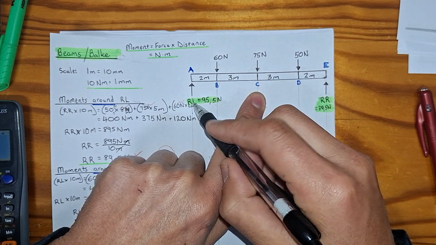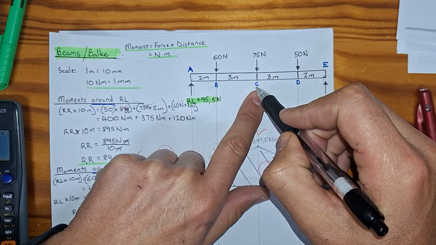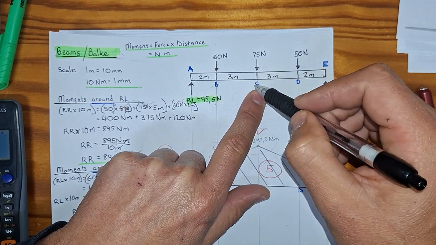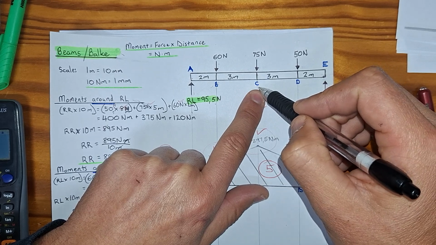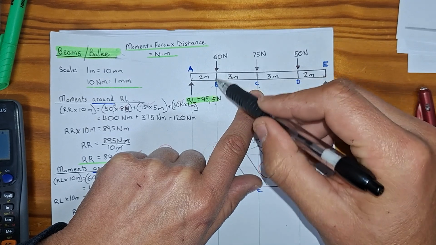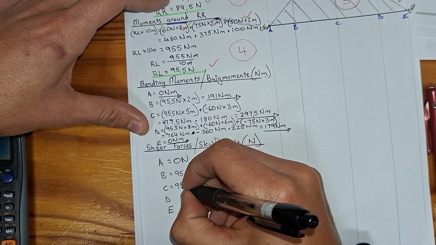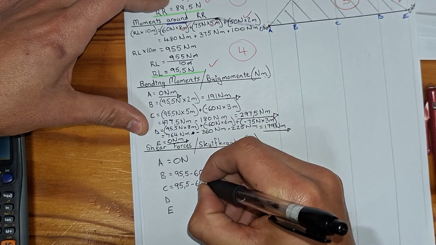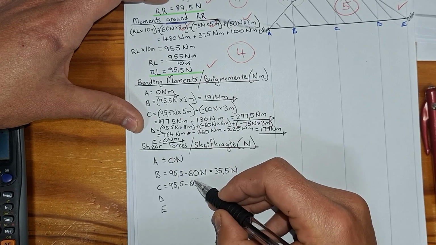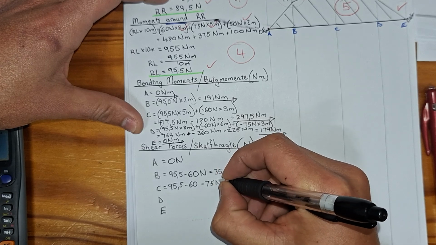so it's 95.5 newtons minus 60 newtons minus 75 newtons. In this case, it's the external forces up to and including the point that we want to calculate. So it's positive 95.5 minus 60 minus 75. Just take note here, those two values are the same, but now we're just adding another one, which is the 75 newtons.